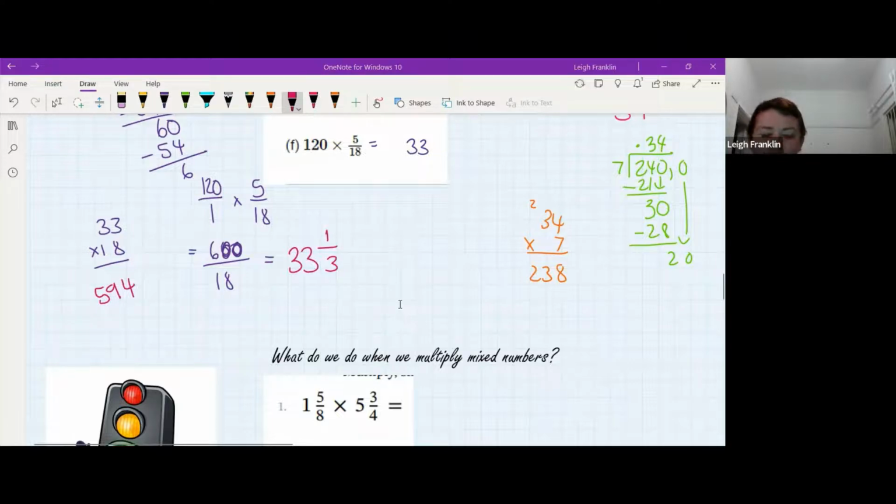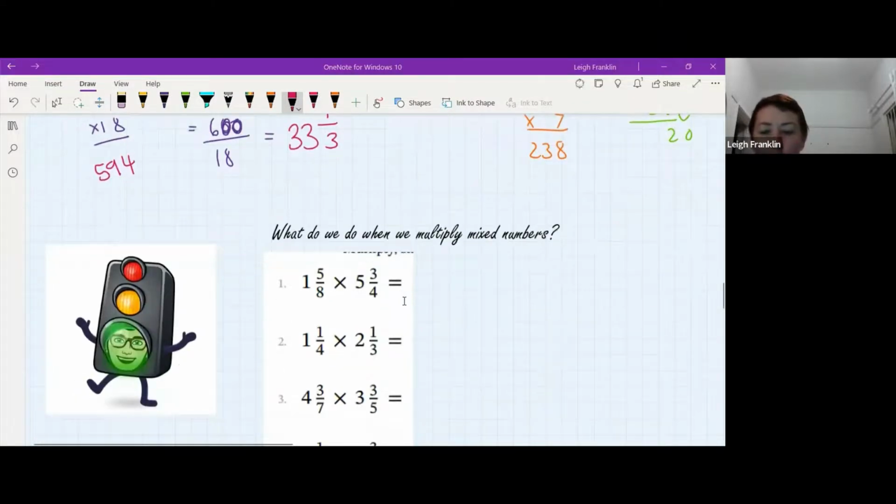Well done, good job. Okay, so now we're going to move on to something a little bit more difficult. What do we do when we multiply mixed numbers together, grade 7s? How do we multiply mixed numbers? This first one isn't a very nice one. I don't want to start there. We're going to start with the second one. Let's see who's got a hand up.